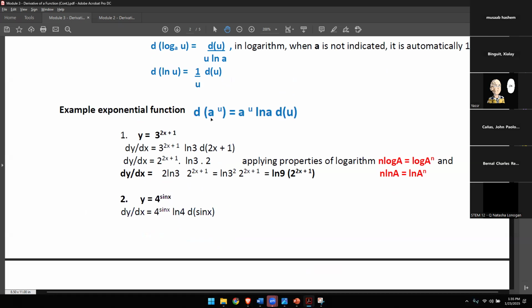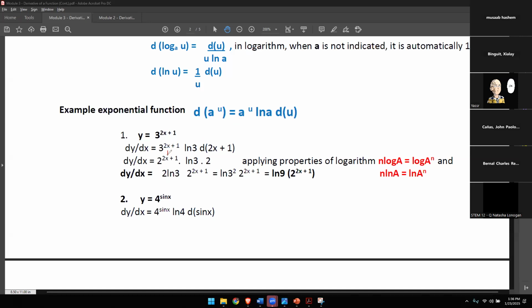So in here it's the derivative of a raised to u. Our a is 3, the u is 2x plus 1. As long as you know the formula, it's equal to a raised to u times ln a times the derivative of u, then I think you're good to go. So a and u are still the same, just simply copy them as they are. And then here's another thing that you need to add: ln a, which is ln 3, and then the derivative of your u, which is 2x plus 1.